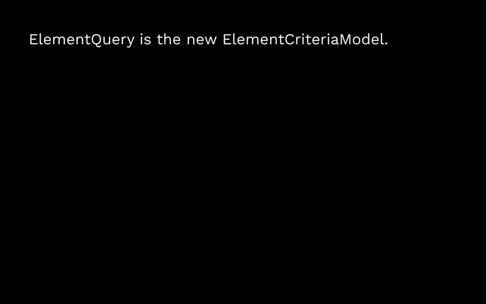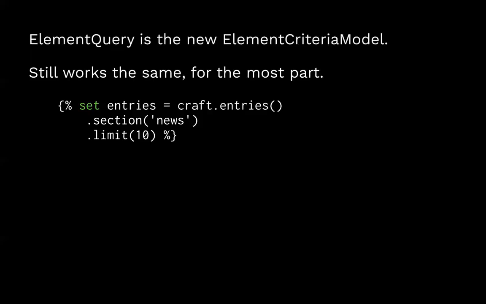Next, Craft 3 templating. We've added a concept called element queries, which replaces the element criteria model in Craft 2. It's basically Craft's concept of defining the criteria for any entries or assets or whatever it is that you want to fetch, running that query, and then returning the actual resulting elements to you. So element query is the new element criteria model.